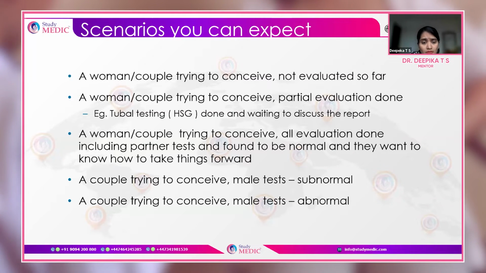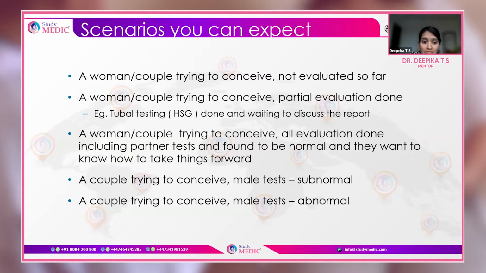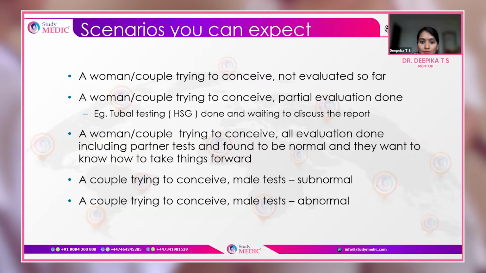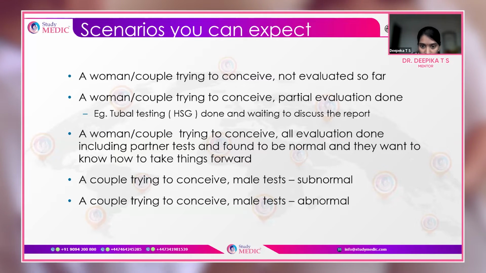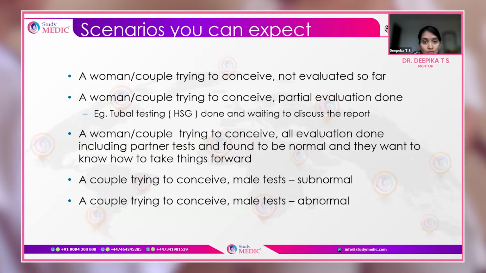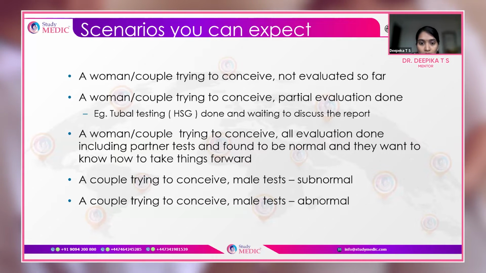There could be the other scenario, like they would have done some tests like tubal evaluation and coming to you. You have to discuss the report. If a menstrual history is abnormal, you have to talk about the mid-luteal progesterone and ask whether the husband is evaluated. Otherwise, the husband has to get evaluated. And one thing which is very important in NHS, you have to stick with the word. If she says partner, you use the word partner. If she says husband, you can use the word husband throughout the station.